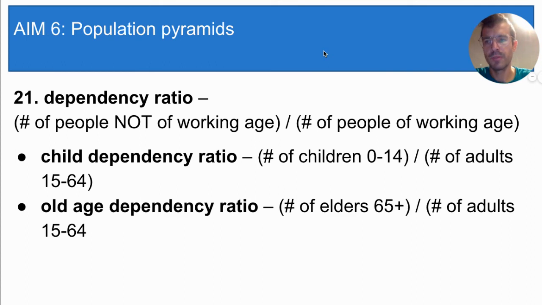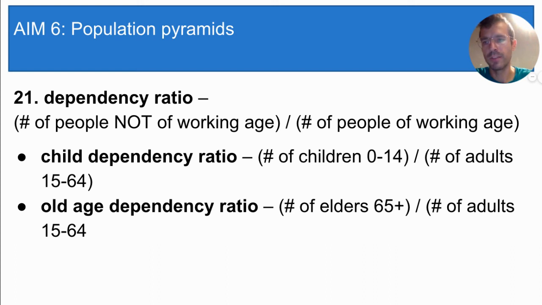There are two types of dependency ratios, the child dependency ratio and the old age dependency ratio. Child dependency ratio is the number of children under the age of 15 divided by the number of people between 15 and 64. The old age dependency ratio is the number of people 65 or older divided by the number of people between 15 and 64.